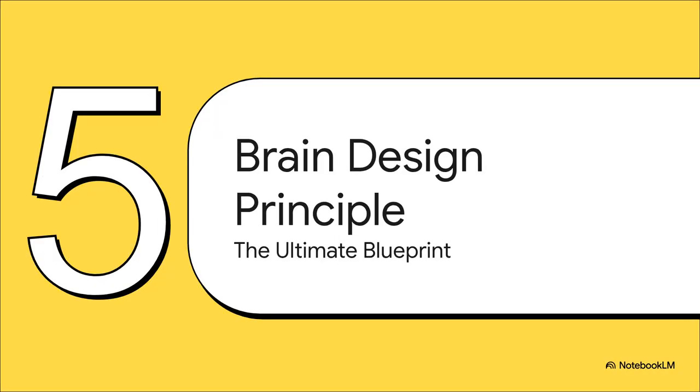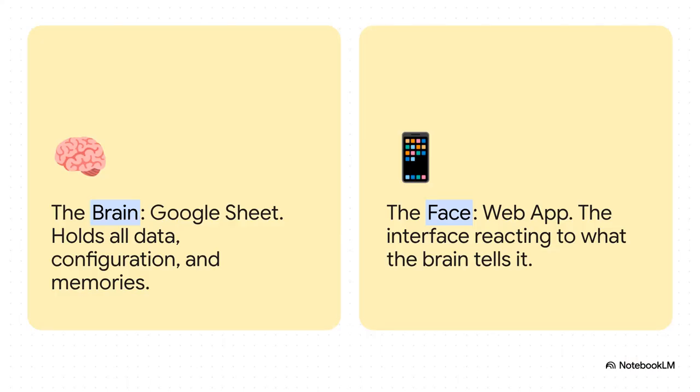Let's move to our final section and see how this builds into the ultimate blueprint, the brain design principle. I love this concept. Think of this architecture through a really simple but profound analogy. Your Google Sheet? That's the brain. This is where all the data, the decisions, the configurations, and the memories actually live. Your web app? That's simply the face. It's just the interface reacting to whatever the brain tells it to do. It's like a giant puppet show, where the sheet is pulling all the strings behind the scenes.